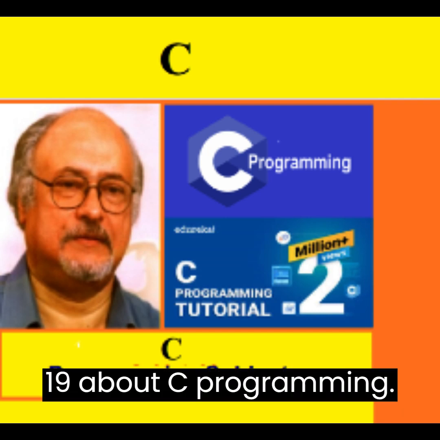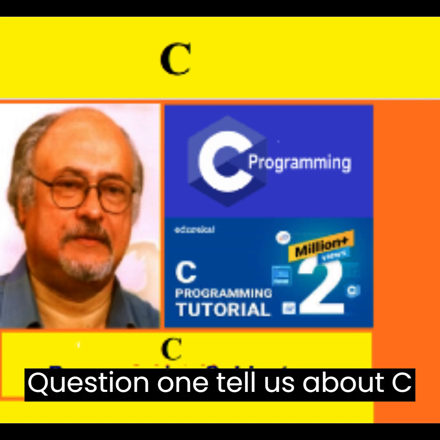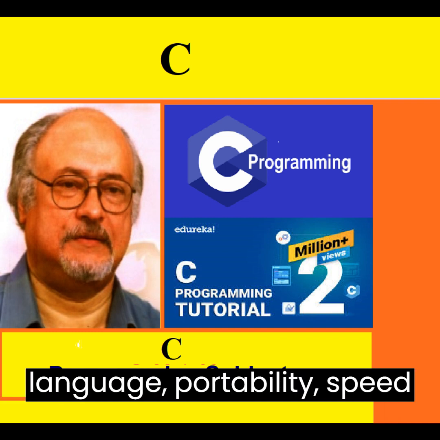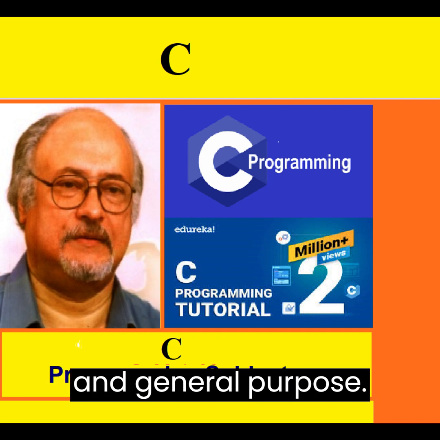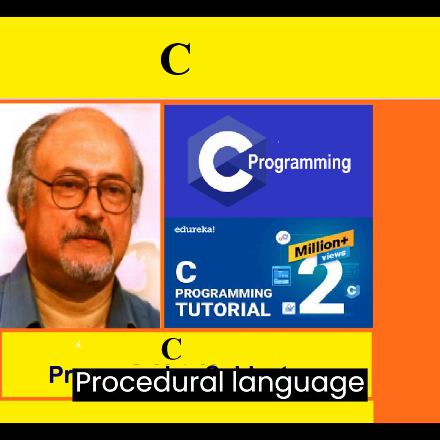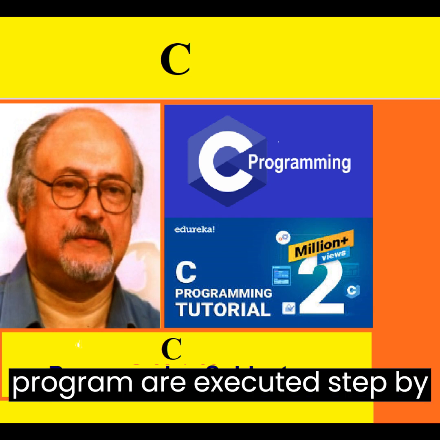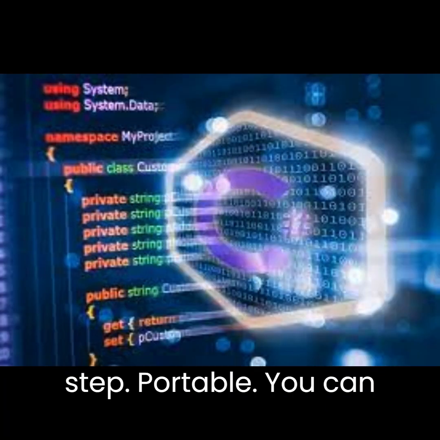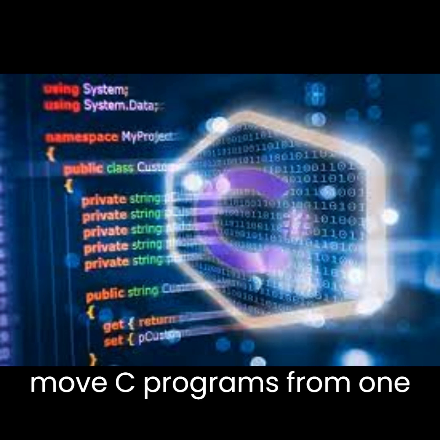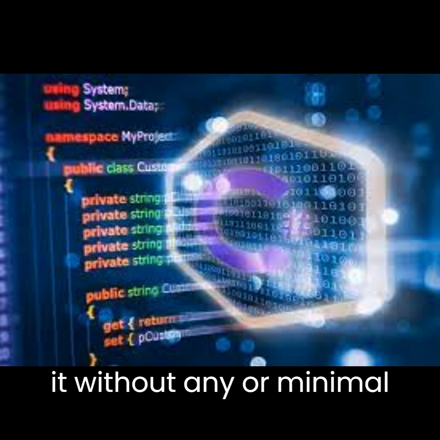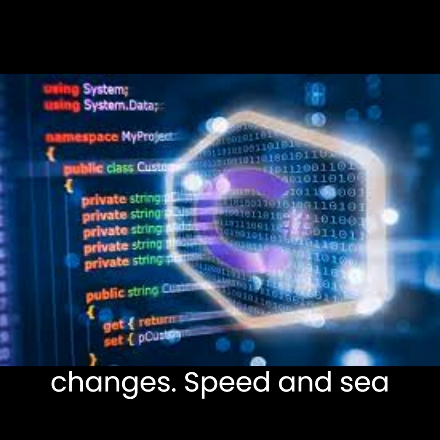19 questions about C programming. Question 1. Tell us about C programming: procedural language, portability, speed, and general purpose. Procedural language: instructions in a C program are executed step by step. Portable: you can move C programs from one platform to another and run them without any or minimal changes.